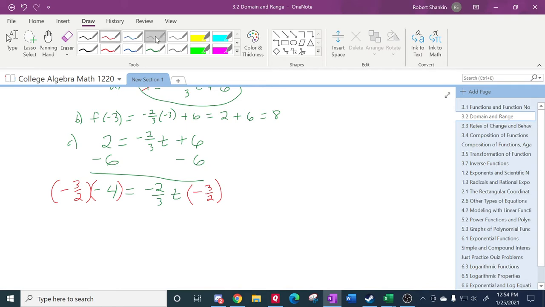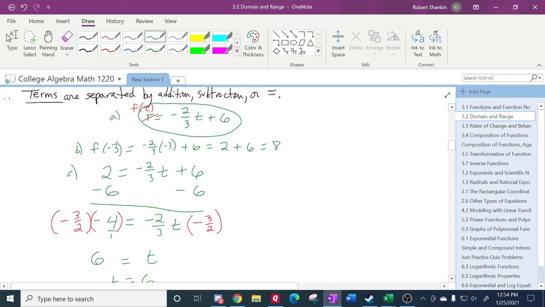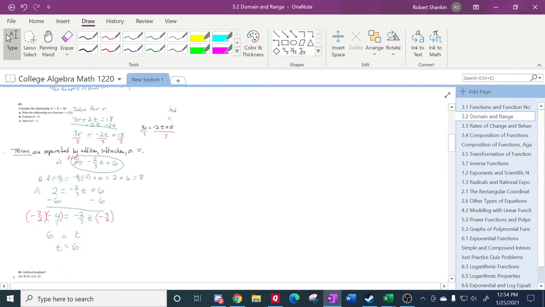Okay, and then 2 negatives make a positive. The 2 and the 4 reduce to 2, so that's 6. And then everything cancels out. The negative 2's cancel out, the 3's cancel out, and you just get t. Finally, I'll just put it in function notation. T is equal to 6. So, part C, solve f of t is equal to 2. The solution of that is t is equal to 6.